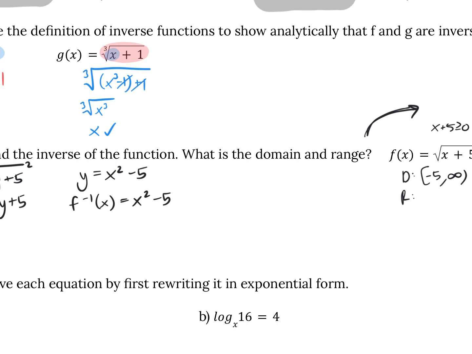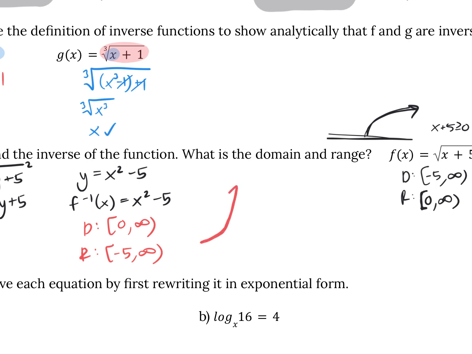Which means that my range, if there is no shift up or down of this square root graph, starts at 0 and goes up to infinity. Now, my inverse function is just going to be the exact opposite. So my inverse function's domain is the range of the regular function, so from 0 to infinity, and then my range would be from -5 to infinity. This one that I drew here in black is basically a sketch of what the square root of x plus 5 looks like. My inverse function looks something like that.